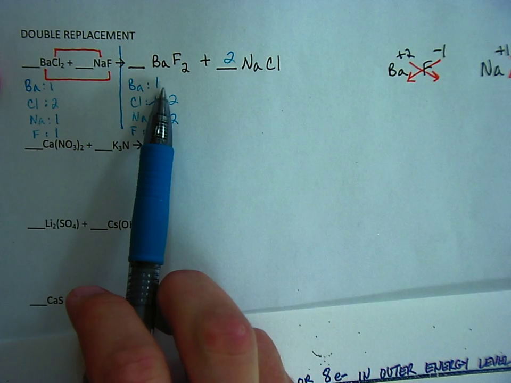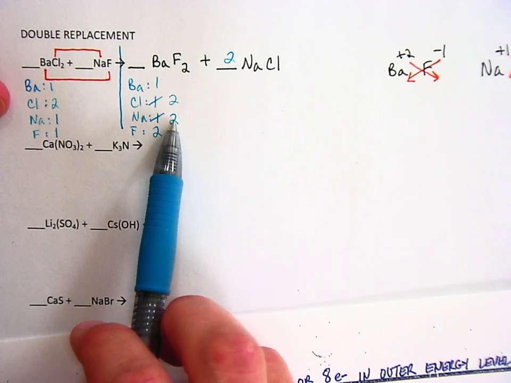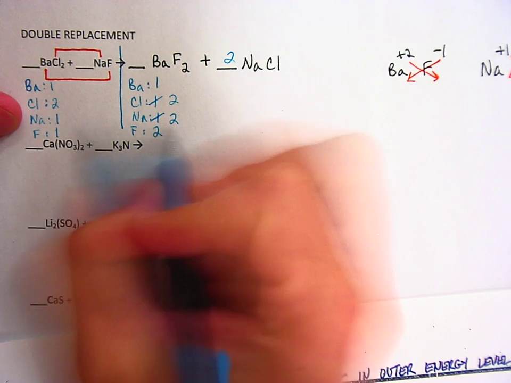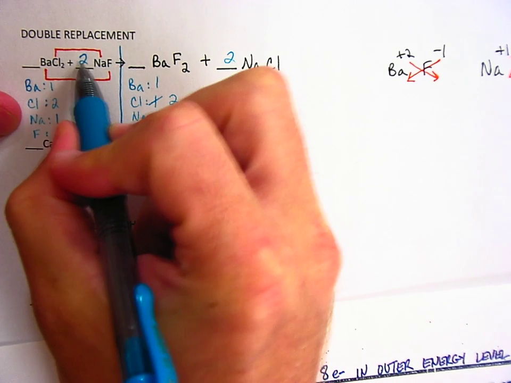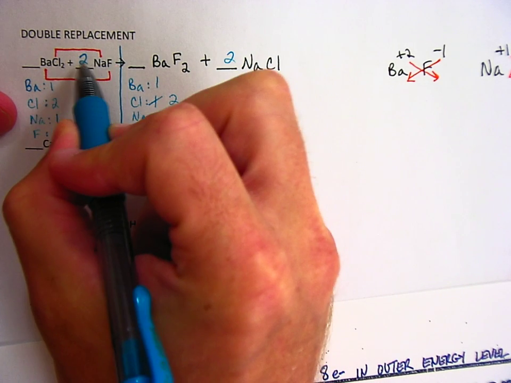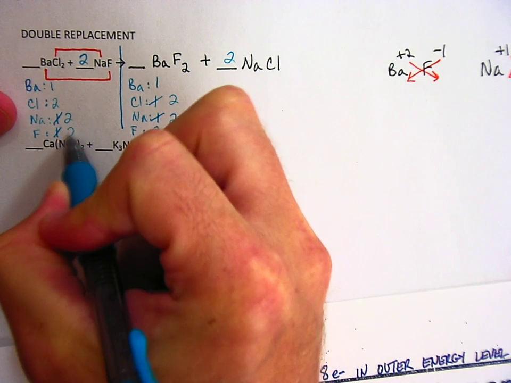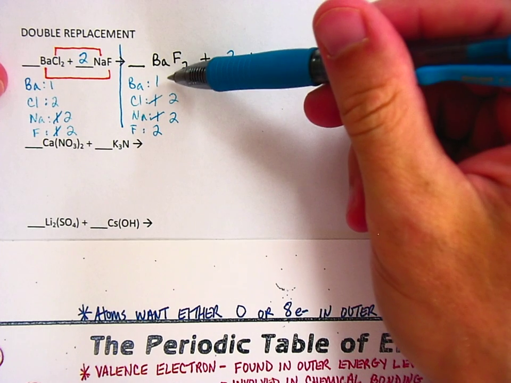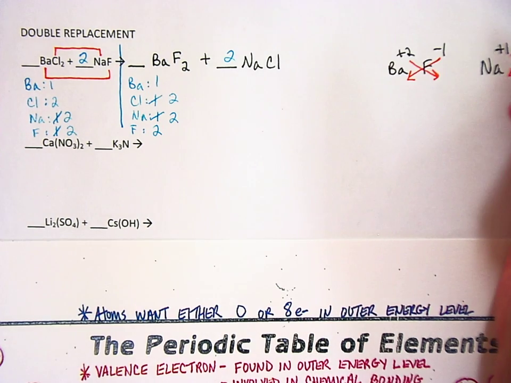So bariums are even, 1 and 1. Chlorines are balanced, 2 and 2. Sodiums are not balanced. We have 2 on the right and only 1 on the left. So since we can't take away here, we've got to add a coefficient. So we're going to add the number 2. The number 2 as a coefficient gets distributed to sodium and fluorine. So 2 times 1 sodium gives you 2, and 2 times 1 fluorine also gives you 2. And look what happens. We are completely balanced. Bariums 1 and 1, chlorines 2 and 2, sodiums 2 and 2, fluorines 2 and 2, completely balanced. Any empty spaces we fill in with 1s as placeholders.